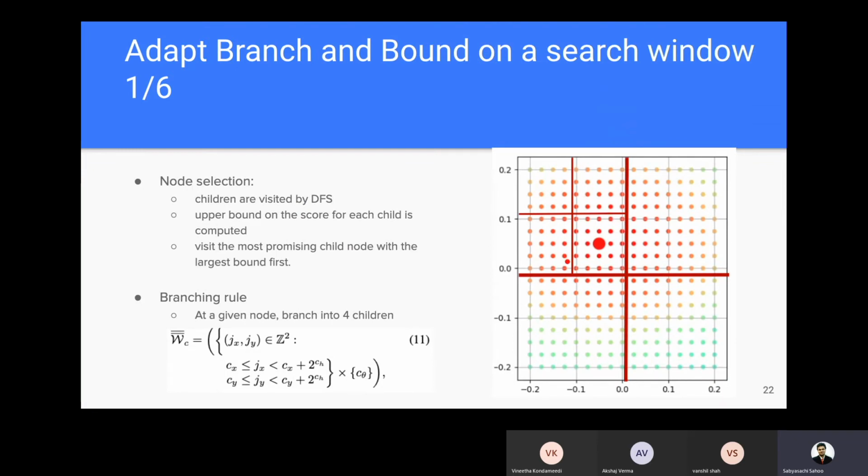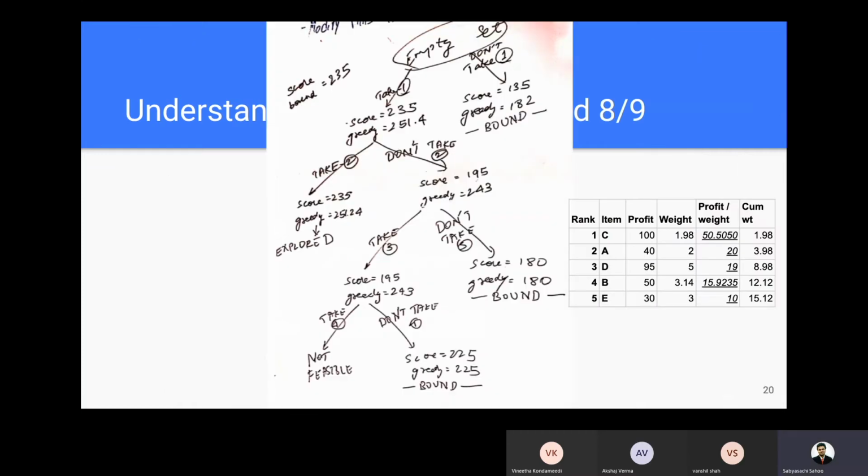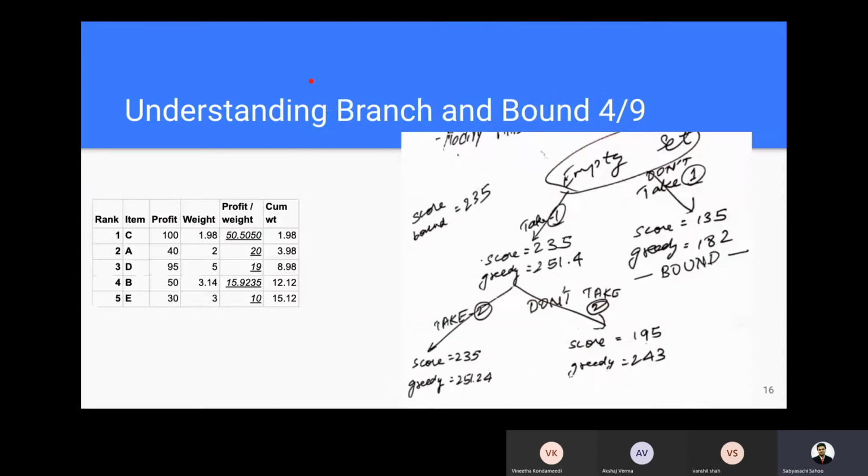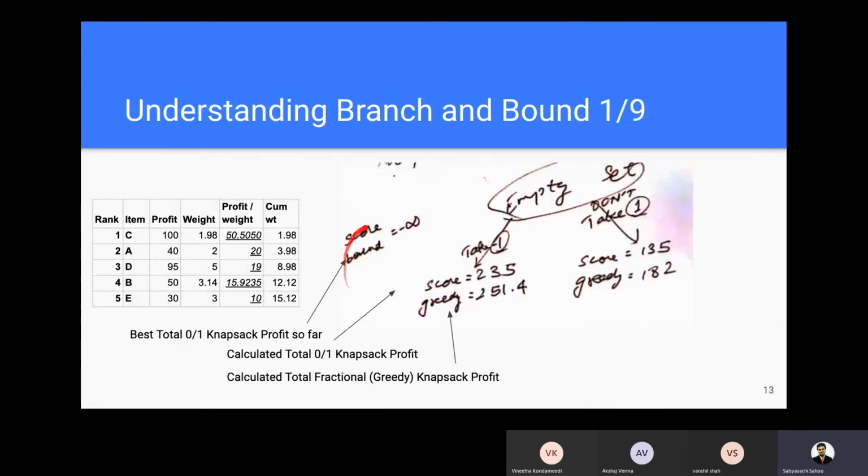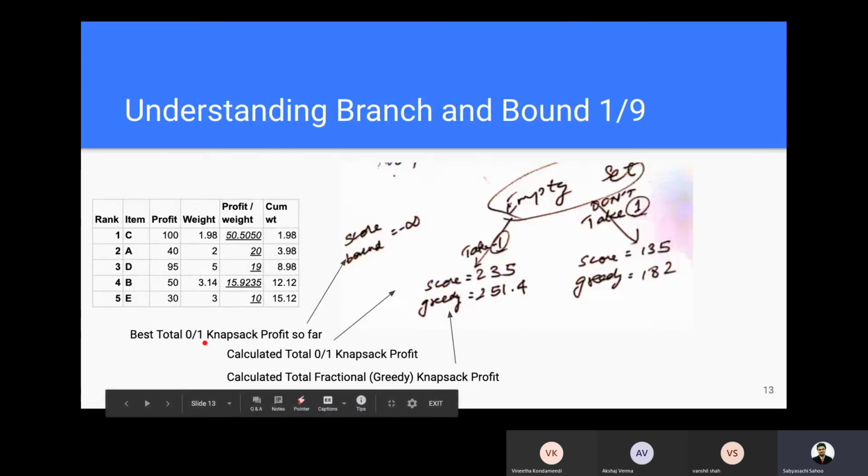I did not understand what is the bound. How did you stop it? What is this bound? Yeah, like here the score is 180. So why didn't you explore it any further? Yeah, so when the score here was 180, we did not explore it because we were maintaining a score bound variable. And what the score bound variable saves is the best 0-1 knapsack profit solution that we have found so far.